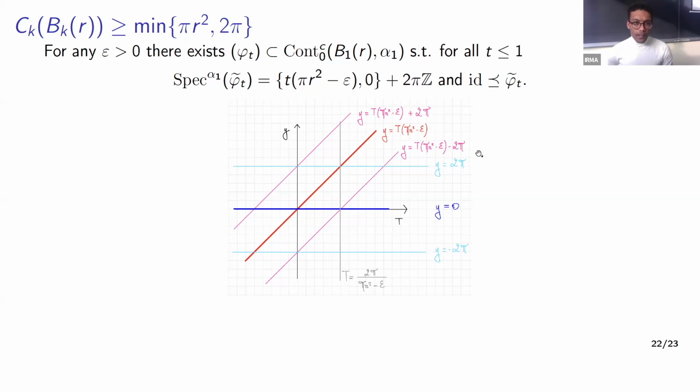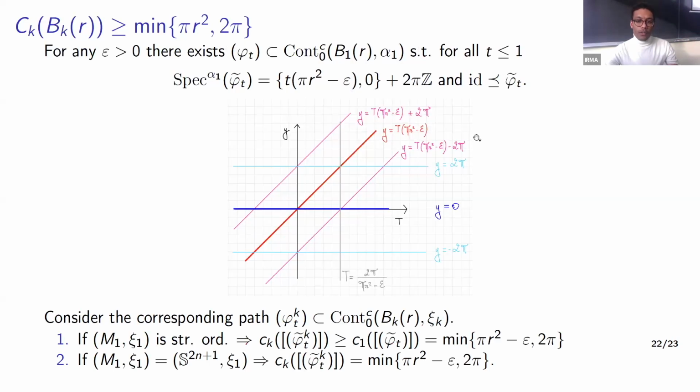Now, since the path of contactomorphisms I constructed on the first prequantization was a path of strict contactomorphisms, you can project it to a path on the contact manifold Mk psi k. Then you use the axiomatic properties to deduce exactly the proposition. You start at time t equals 0, so you start at the identity, and C of the identity is 0. But then by non-degeneracy, when t grows, you cannot be on the blue line; you have to go on the red line. You go on the red line until you reach 2 pi. At this point I don't know if you stay on the red line or go on the blue line, but it's enough to deduce that the capacity of the ball is bigger than the minimum of pi r squared and 2 pi.